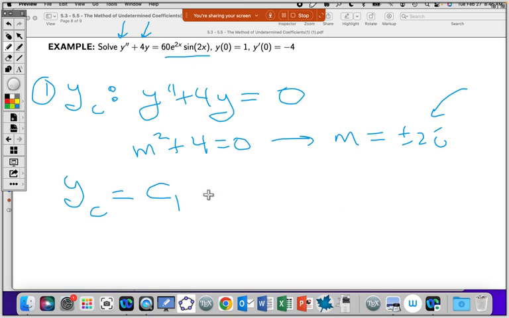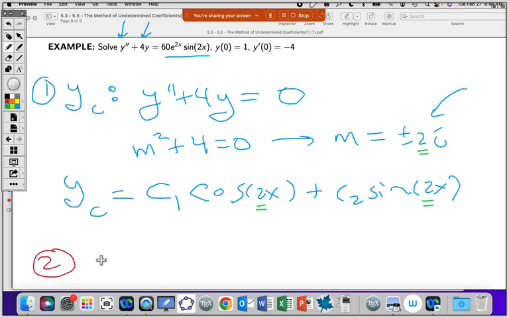Yeah, cosines and sines. So C1 cosine of 2x plus C2 sine of 2x. So that 2 there, the coefficient of i, that's your frequency of oscillation. Okay, good. All right, now I've got to guess the yp. So I look at the f of x, and I've got a constant, e to the 2x sine of 2x.